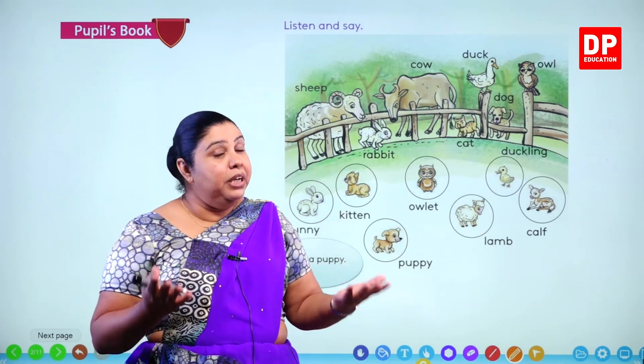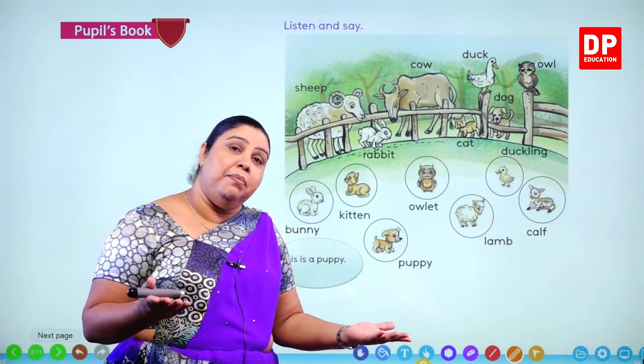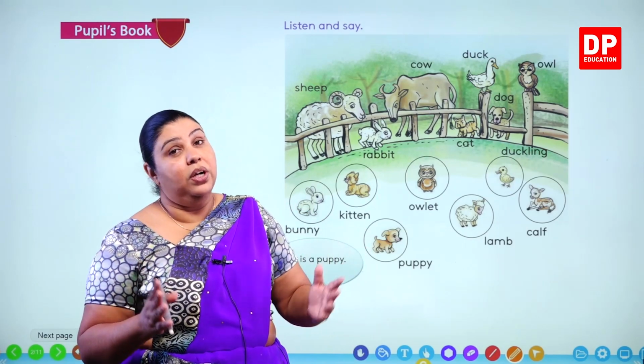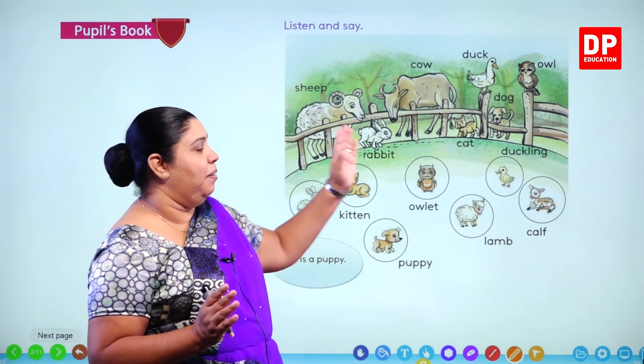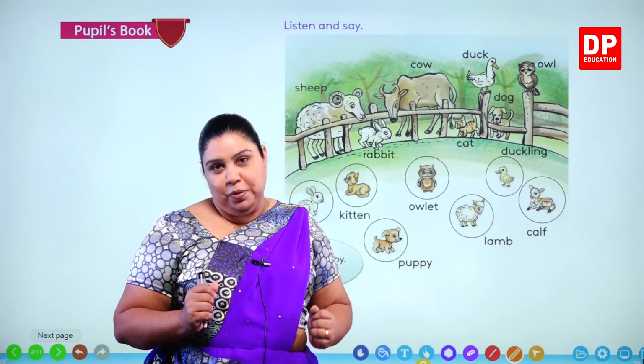Now there are so many animals, there are so many baby animals, but we can't talk about all of those animals, no. So we have selected some of the animals in your pupil's book.